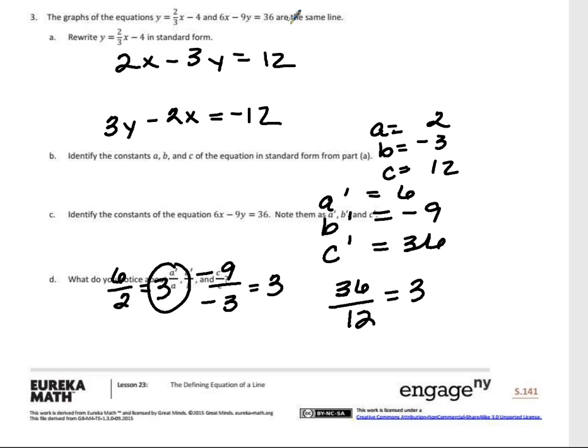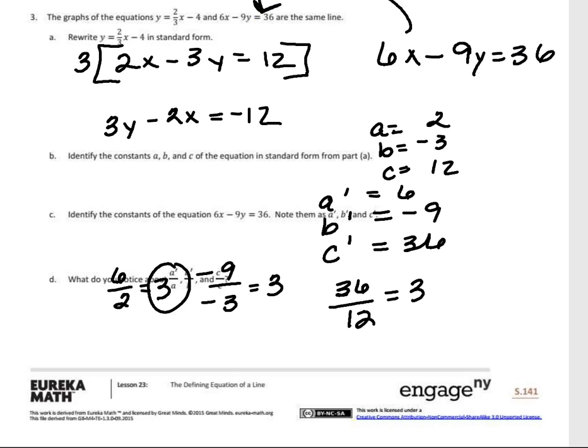And now what they're saying is that the 3 that we got as our constant, if we would have multiplied this whole equation by 3, 3 times 2x is 6x, 3 times negative 3y is negative 9y, and 3 times 12 is 36, which is what we got right here. So what it's showing you is you can multiply an equation by any number, as long as you're multiplying it by every single thing in the equation, they're equivalent equations.